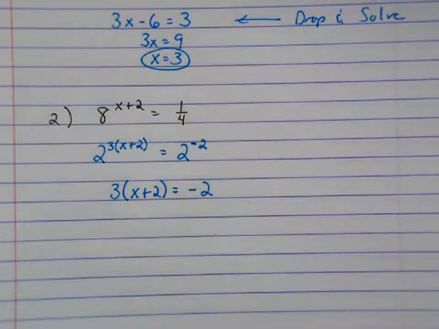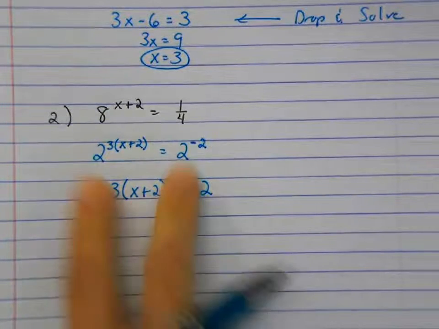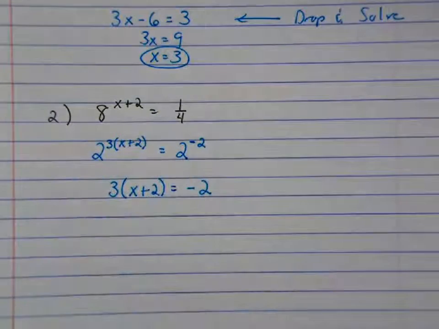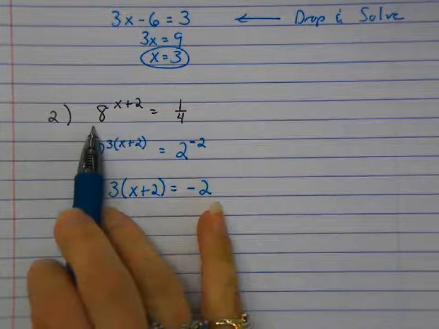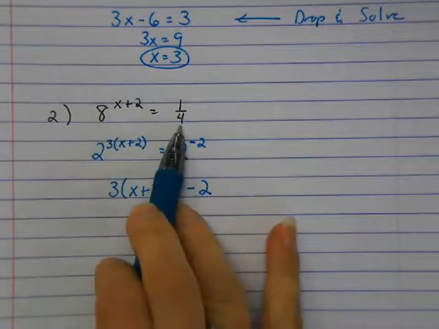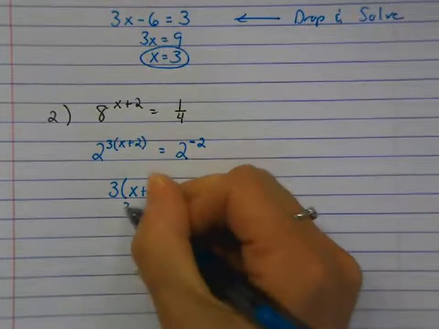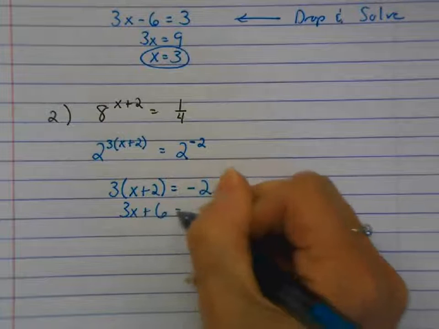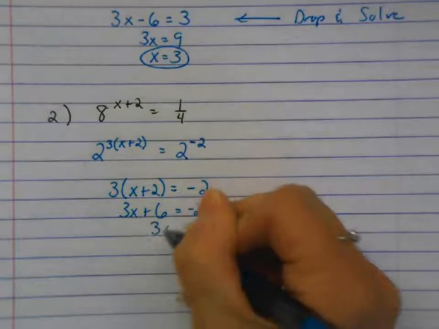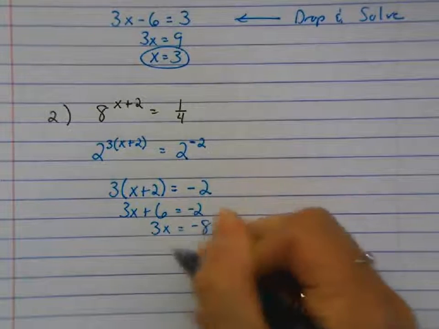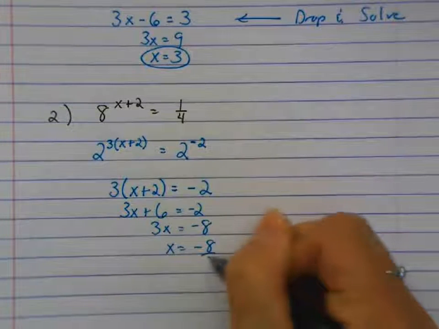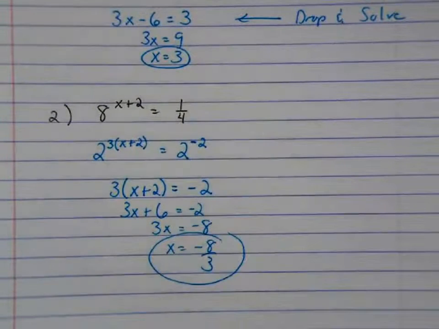And now it's solving a straight linear. So if you have any issues with these tomorrow, it's going to be figuring out what that base is. Just ask yourself, what to what power can give me 8, and what to what power can give me 4, and I need them to be the same base. Alright, so you get 3x plus 6 equals negative 2. So 3x is equal to negative 8, so x is negative 8/3. Alright, so that's when we can get a common base.